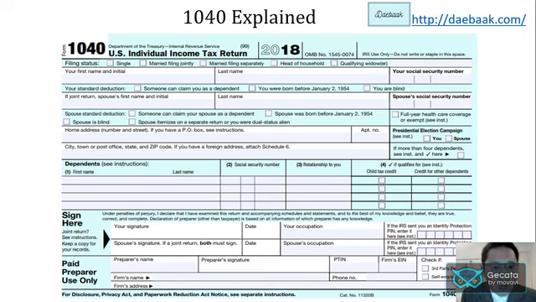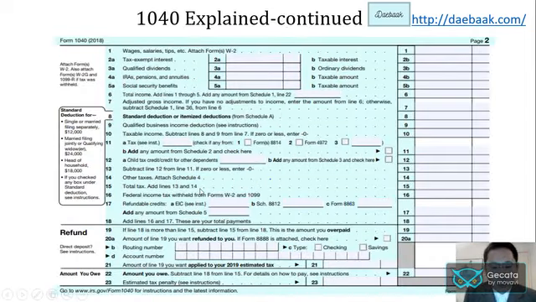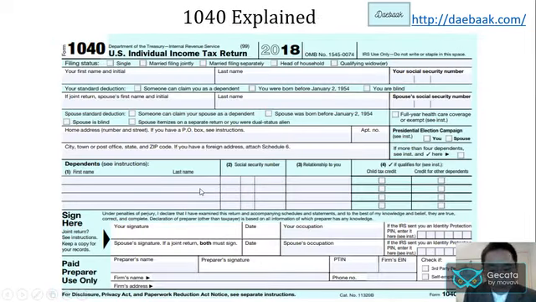If you're married, I'll recommend you to file as married filing jointly because the tax rate is cheaper. Write down your name, your social security number. If you have a spouse, write down the spouse's first name, last name, social security number here. Write your home address. If you have dependents, write their name, social security number, and relationship to you.